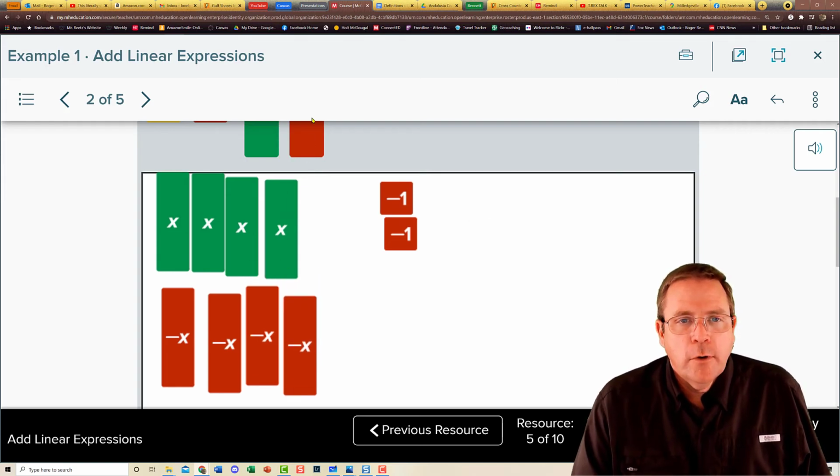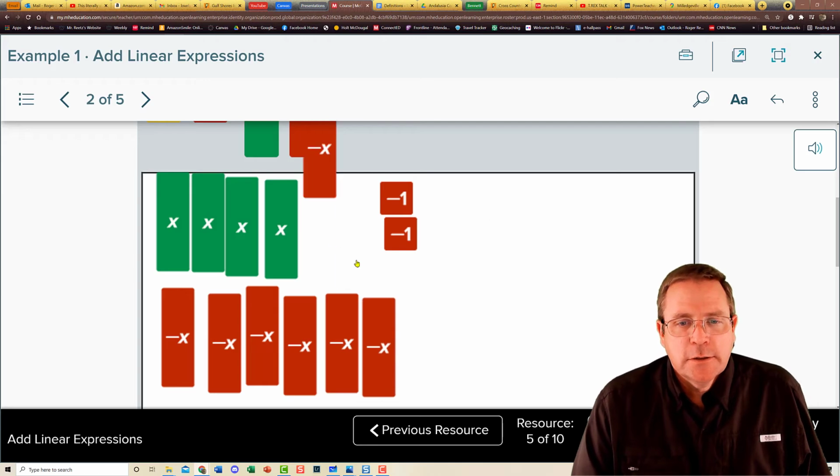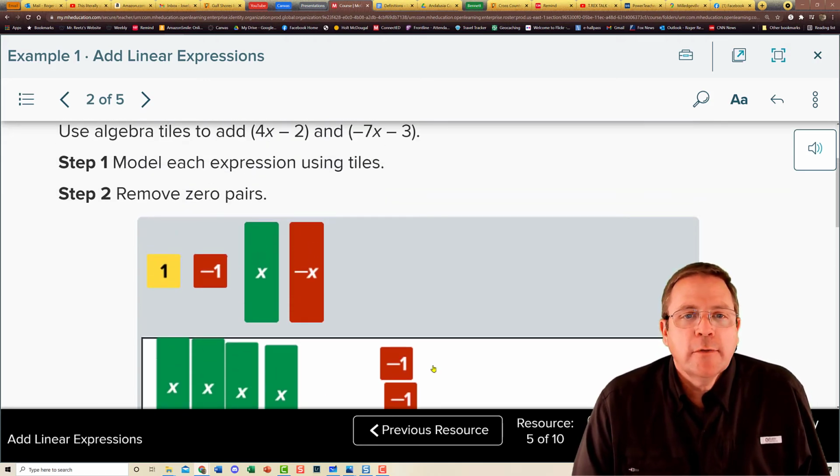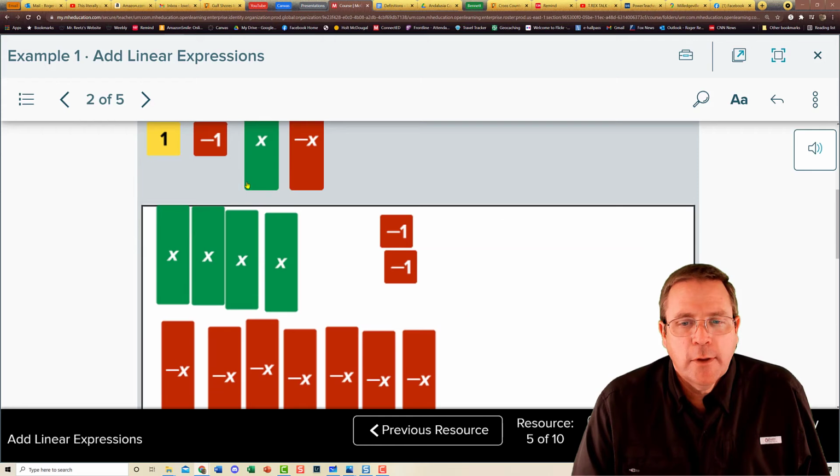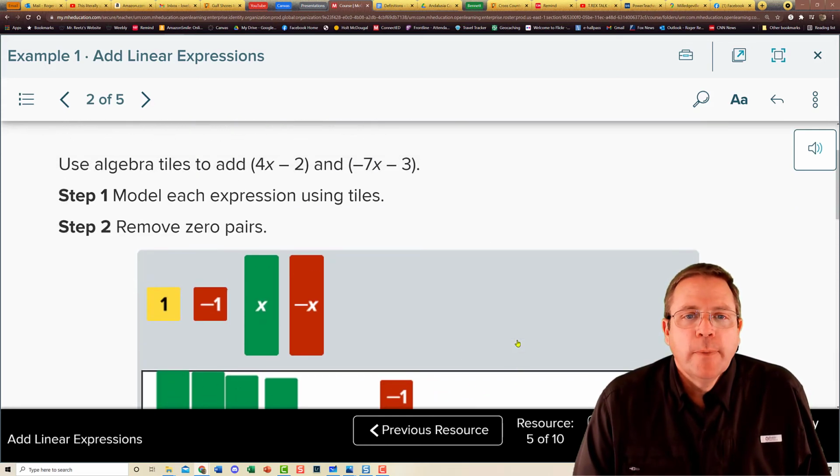3, 4, 5, 6, 7. So I got negative 7x and then minus 3 again. So that's going to be minus 1, minus 2, minus 3. Now it's time to get rid of the zeroed pairs in here.